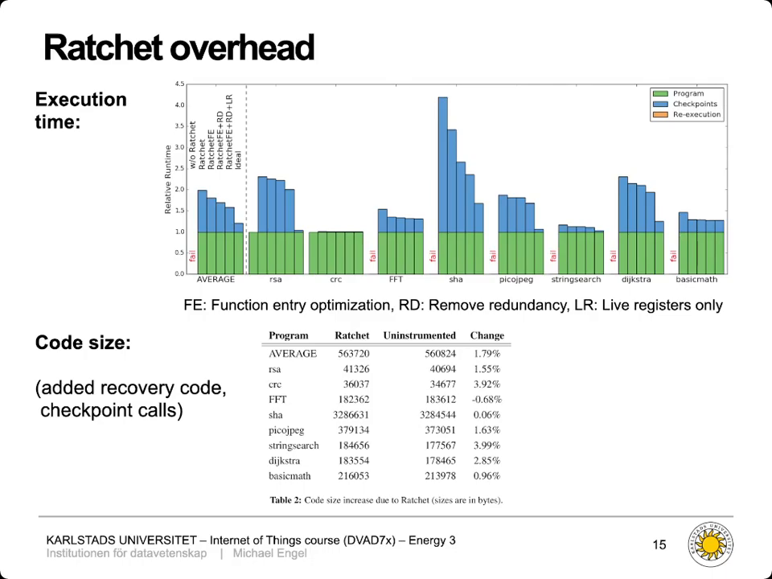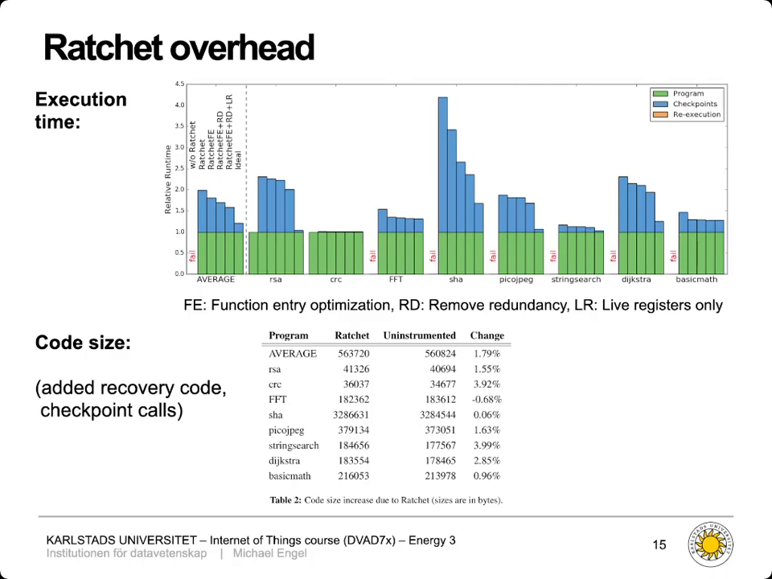We have different algorithms here on the x-axis, like an RSA encryption algorithm, a CRC checksum algorithm, a Fourier transform, an SHA crypto algorithm, some image processing, string search, graph processing, and some basic math functions. You see the behavior differs because there are different amounts of checkpoints that can or need to be taken. And for some applications, an execution without intermittent computing support, without Ratchet, would actually fail. This is indicated by the red fail here.